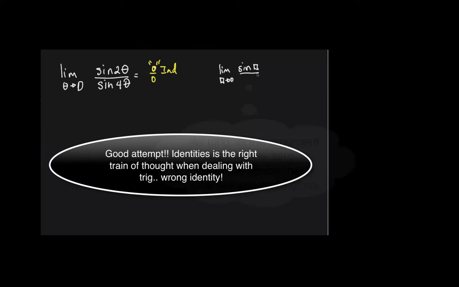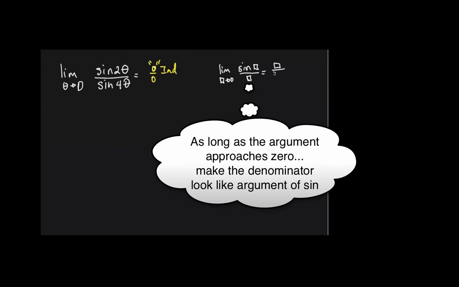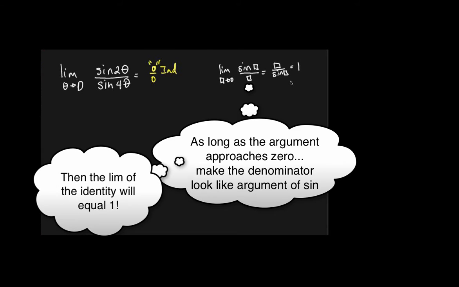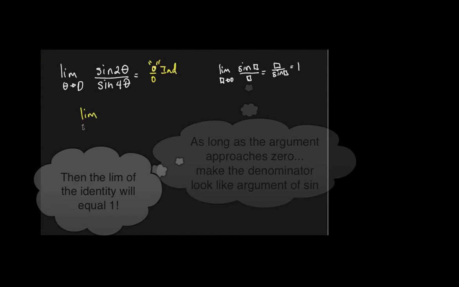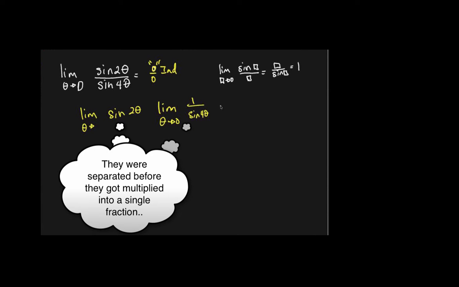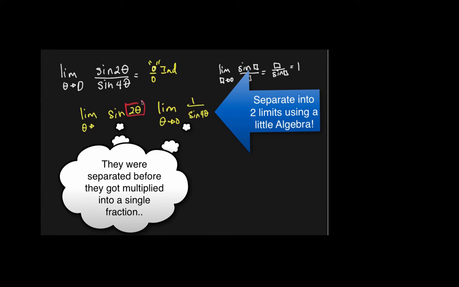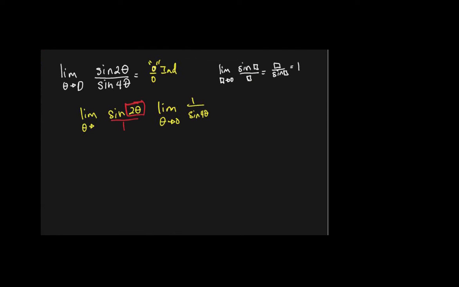Called trig limits. There's an identity that says if the boxes are the same and they approach 0, then the limit will equal 1. So what you should have done with this problem is separated it into 2 limits first. Then you should have multiplied top and bottom by stuff to make this box the same on the denominator. In this case, there's just a 1 implied to be there, right? So if I multiply the top and the bottom by 2 theta, then I have the identity right here inside the parentheses. And I didn't change the problem because I multiplied top and bottom by the same thing.